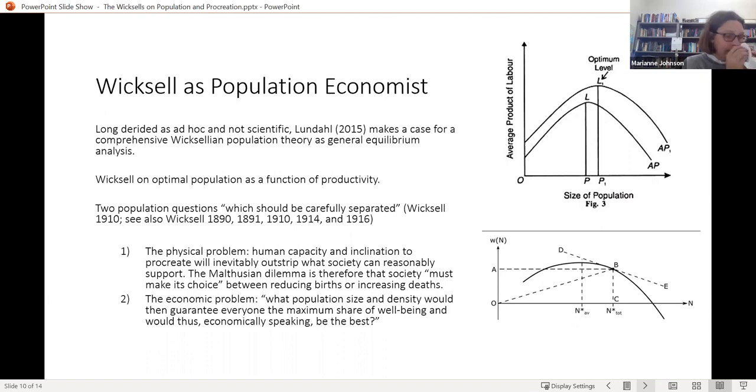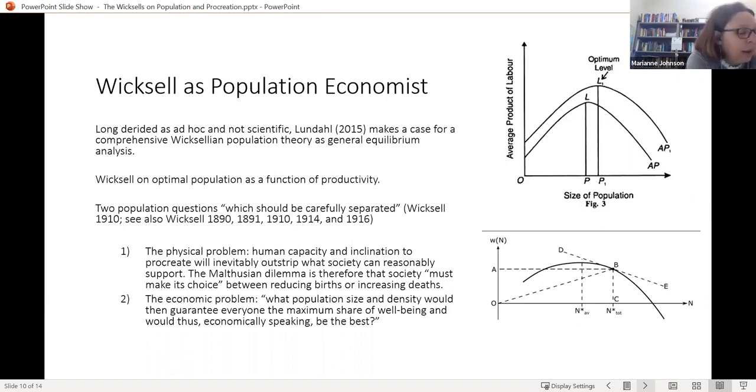The economics: Wicksell said there are really two questions or two problems that should be carefully separated. The first was that there's a physical problem, that the human capacity and inclination to procreate will inevitably outstrip what society can reasonably support. And for that, you're stuck in a Malthusian dilemma. You have to make a choice. You can either reduce births or you can increase deaths. The second problem was economic.